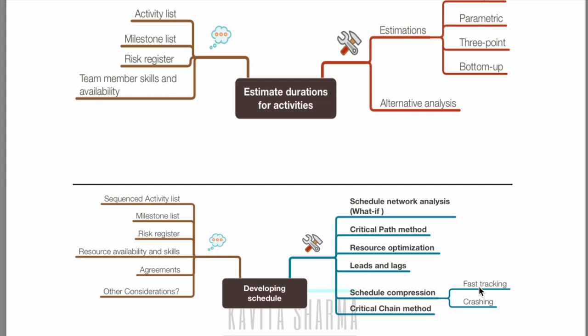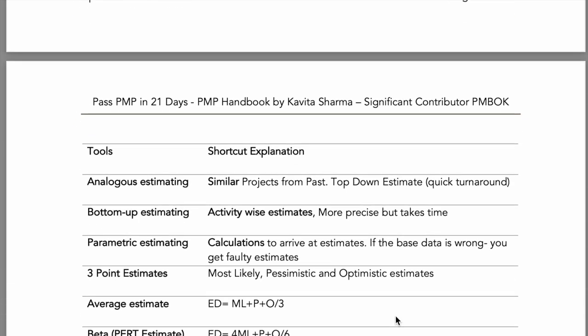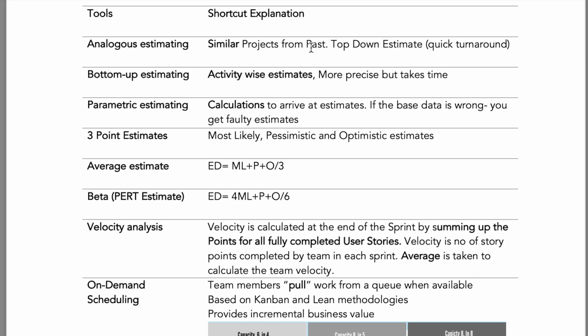So how do we find out which activity can be moved in fast tracking? The ones which have a dependency which is not mandatory, discretionary dependencies. Remember we discussed that? We also discussed critical chain. So these are the keywords which are given for you. Analogous is similar, bottom up is activity wise, parametric is calculations, three-point is most likely, pessimistic, optimistic, average. You have the formula here. PERT or beta, you have the formula here.